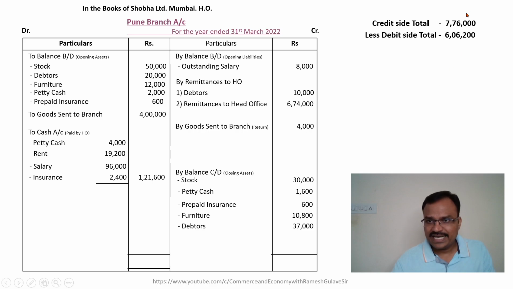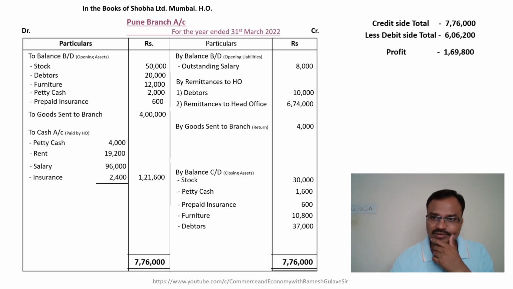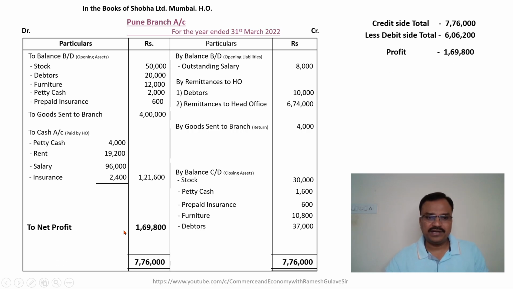So here 7,76,000 minus 6,06,200. This is the difference. So the difference is the amount of profit, which is 1,69,800. So this profit is recorded on the debit side as net profit, and this net profit is transferred to the general profit and loss account of the head office. Right? See friends, in this way, we have to prepare a branch account and ascertain the profit or loss of the branch.